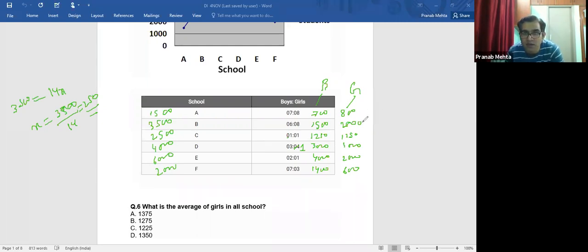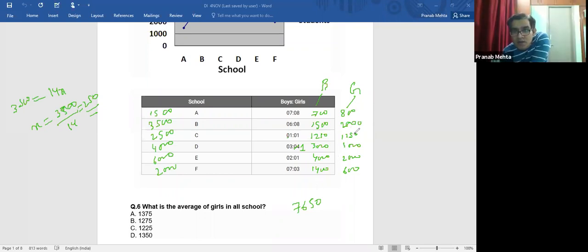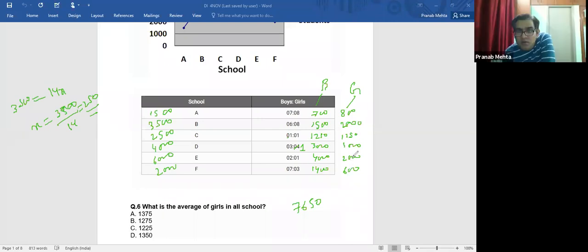The girls are 800, 2,000, 1,250, 1,000, 2,000, 6,000. If we add, what is the value we are getting? I think we are getting 7,650. Am I right? Look, they are talking about the average of girls in all schools. So these are the girls we have in different schools. So we add all these girls. 800, 2,000, 1,250, 1,000, 2,000. We get total girls to be 7,650.